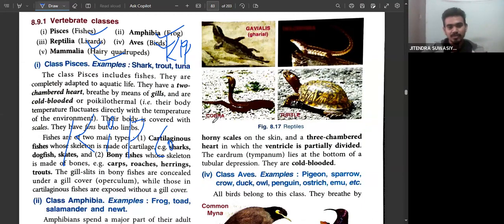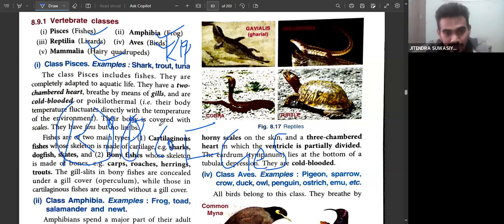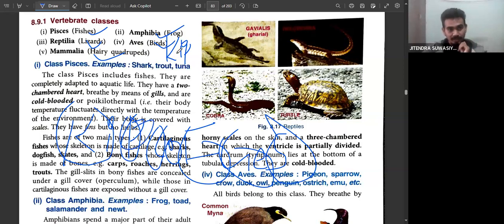People sometimes get confused whether genus comes first or species comes later. So we have kingdom, then phylum, class, order, family, genus, and species. Species is the smallest unit of the hierarchy classification, and kingdom is the largest. We have discussed kingdom and phylum. In chordata we are discussing the class Pisces. Whatever the fish, we can remember this acronym: Pisces, fishes.